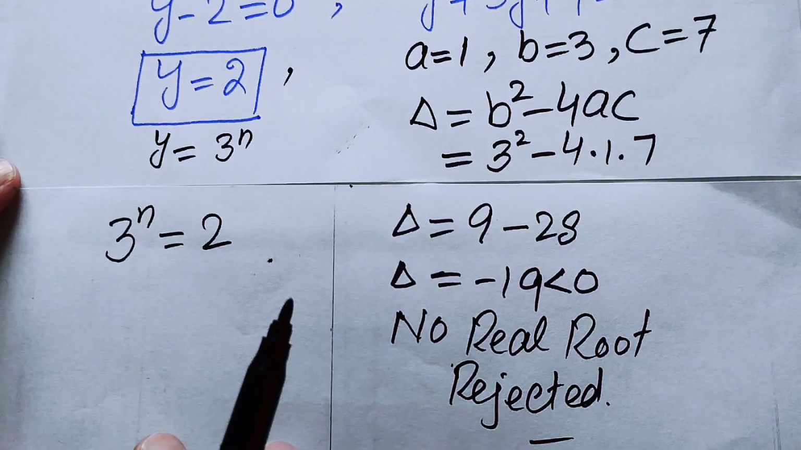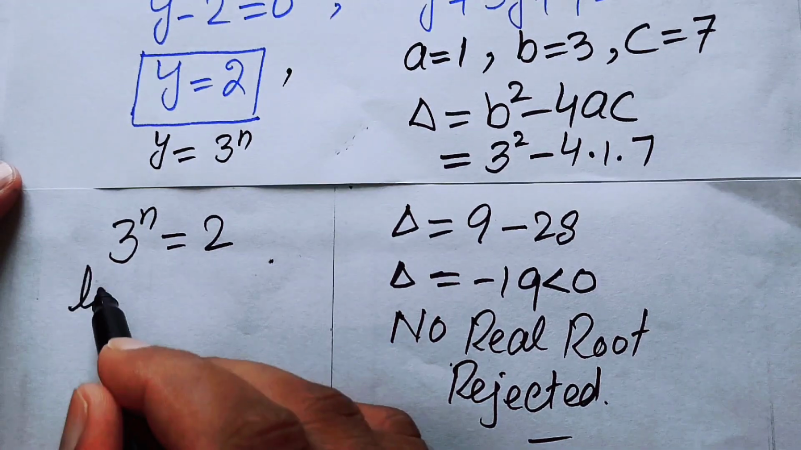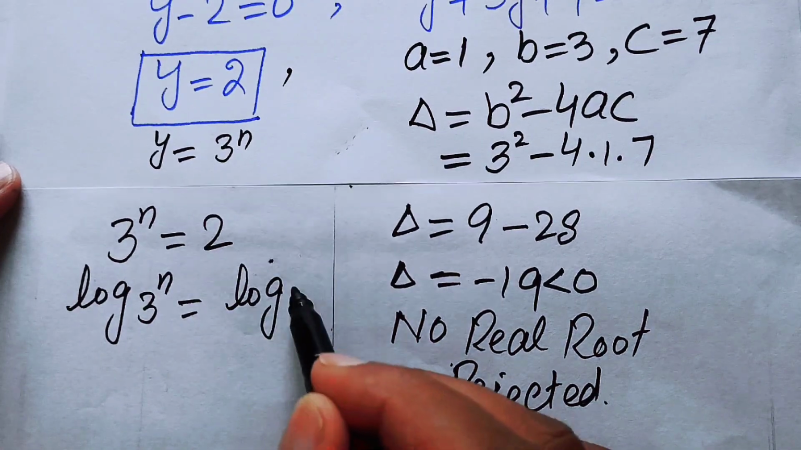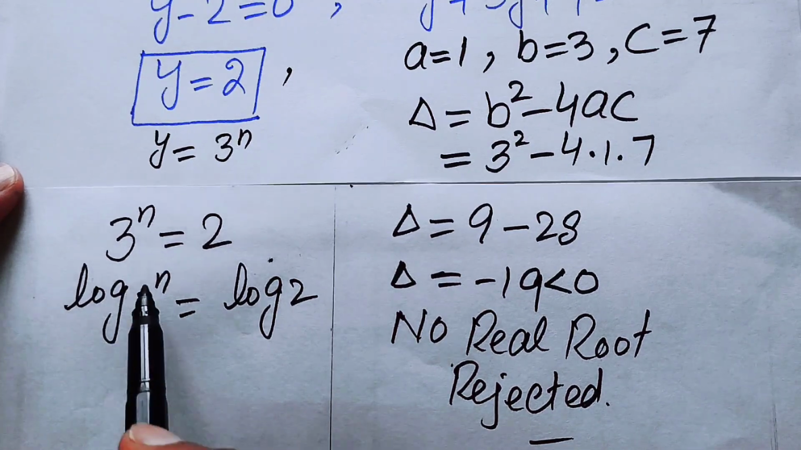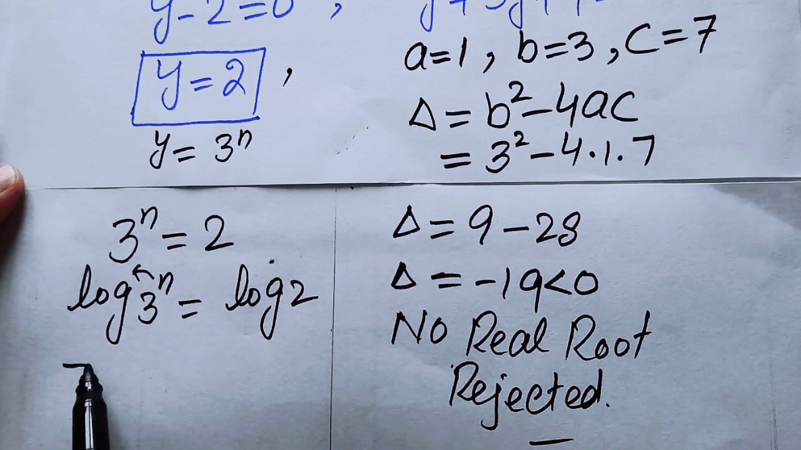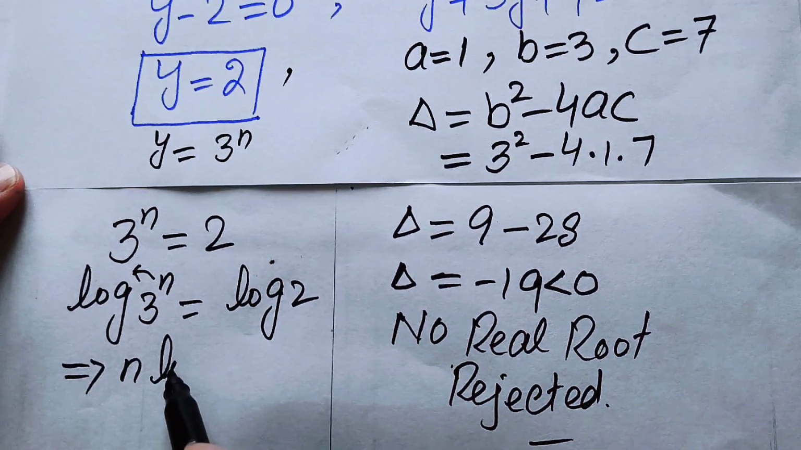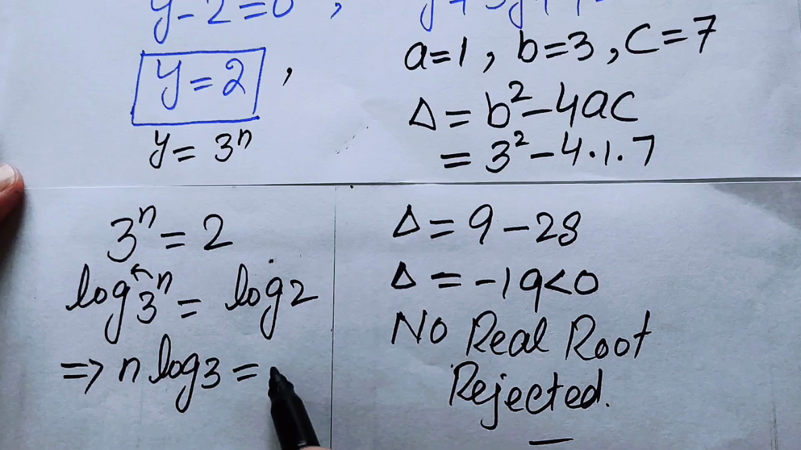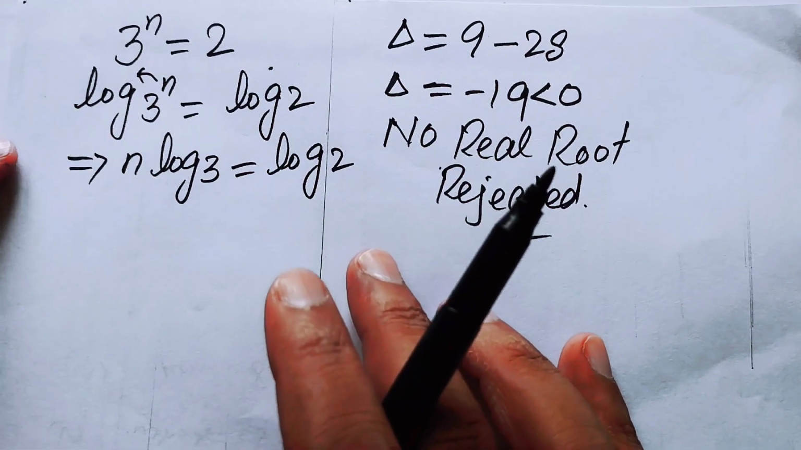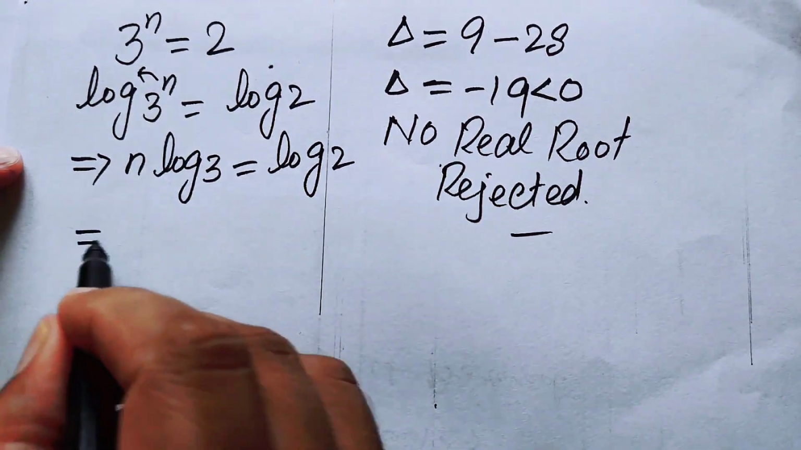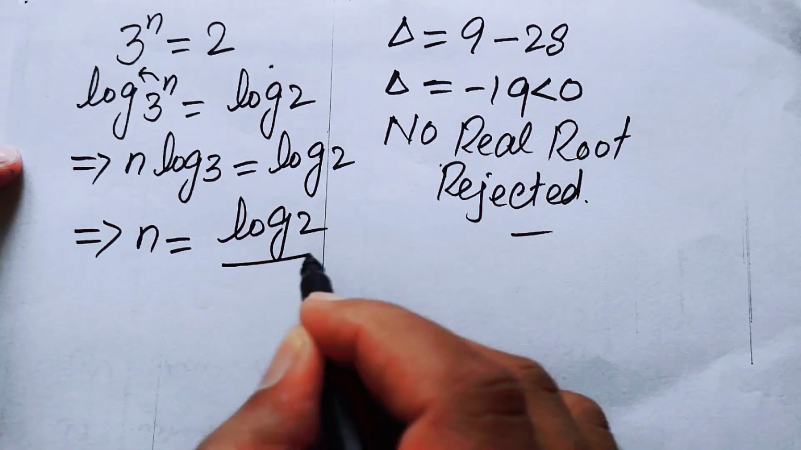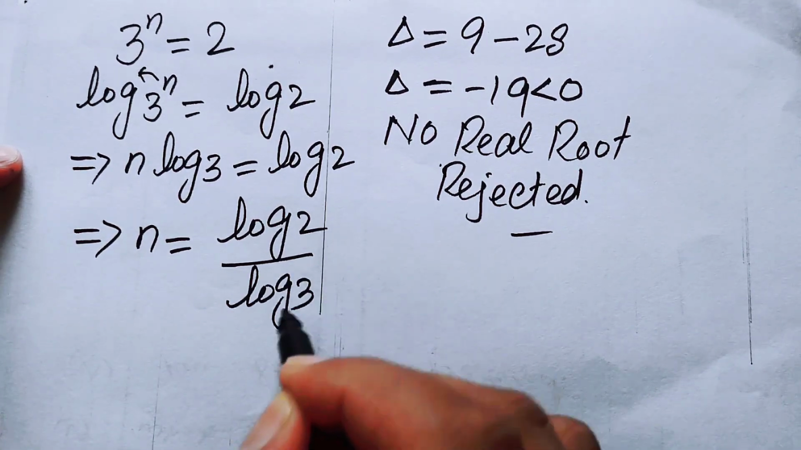Now in order to find the value of n, we will take log on both sides, so that you get the output in this form. Here you can just move this exponent in front of the log, and you get n times log 3 is equal to log 2. Now we can simplify the terms, and we move this log 3 to the right hand side, and you get n is equal to log 2 over log 3.